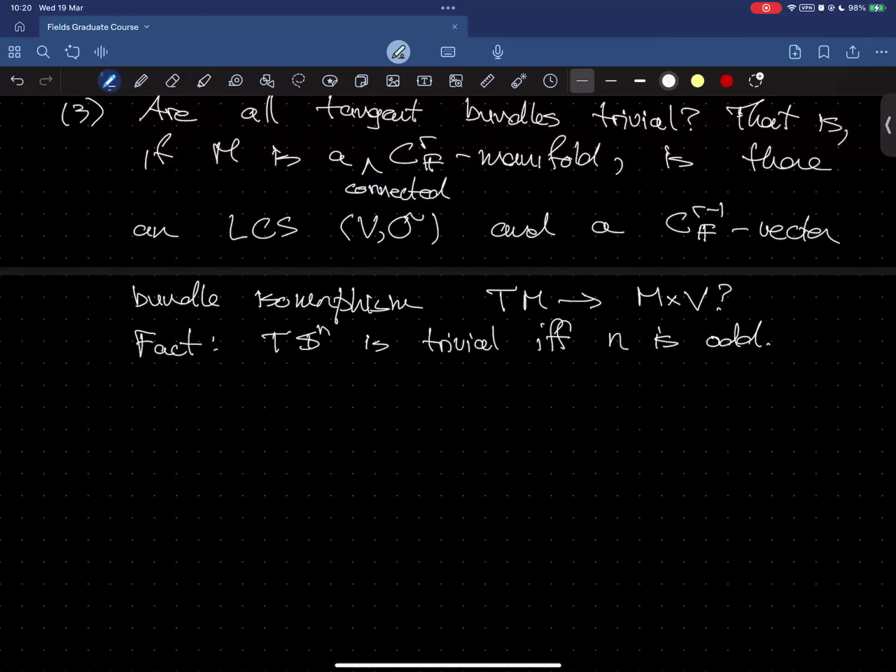Okay, so just the n-dimensional sphere. For example, the two-dimensional sphere is not trivial. Okay, and I shouldn't really say trivial. I should really say trivializable. Trivializable would mean that there's a vector bundle isomorphism like this. So essentially it's trivial, but this isomorphism may not be naturally defined.